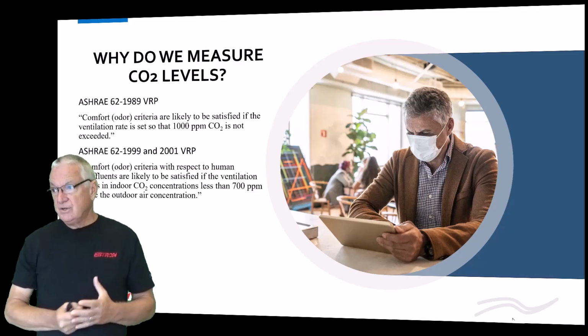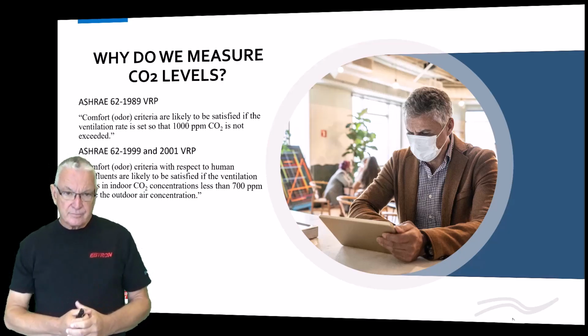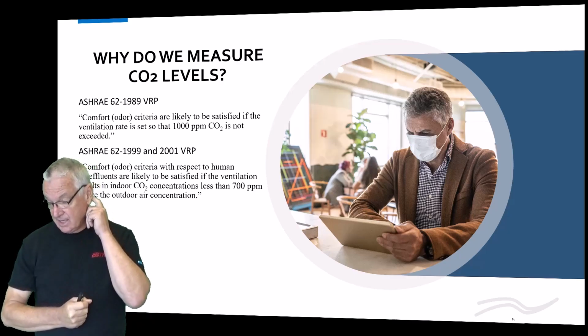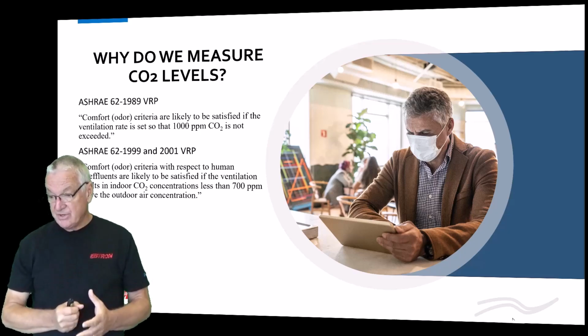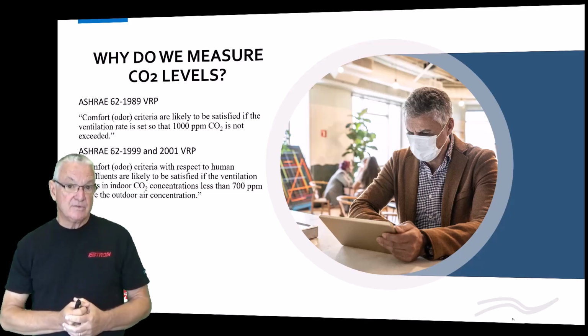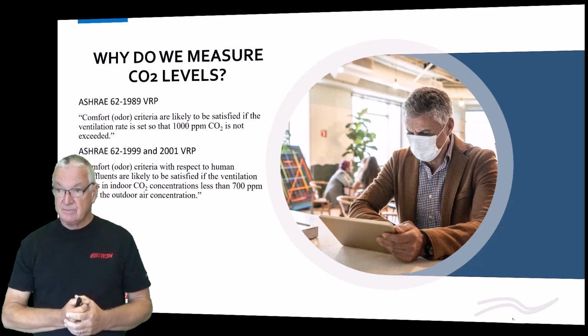So to do this, historically, I think we need to look backwards in time. I started with 62, 1989, but actually before 62, 89, CO2 was mentioned as a kind of high limit in the neighborhood of 2,500 parts per million, meaning that if it exceeded 2,500 parts per million, you probably had an air quality problem, you didn't have enough outdoor air.